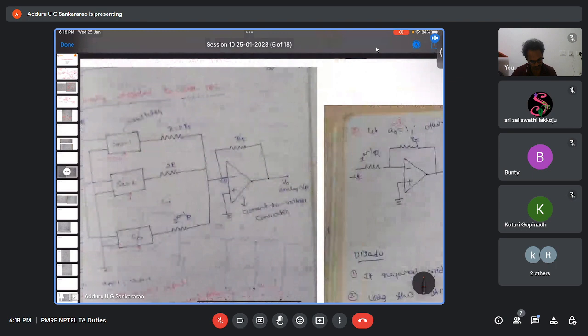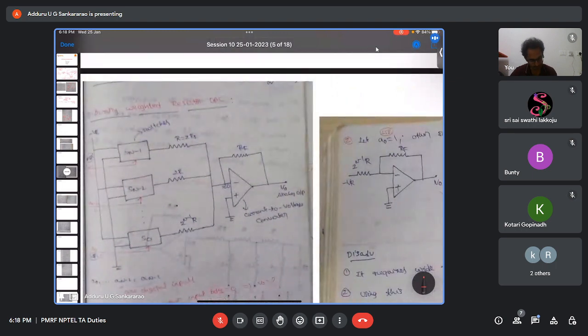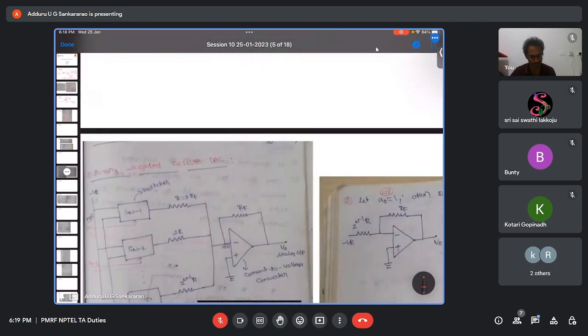Now, like I said, we will see two types of DACs. Till here, is this okay? Anybody having any doubts? Quickly, I'll touch upon the things and solve some problems. Anybody having any doubts?